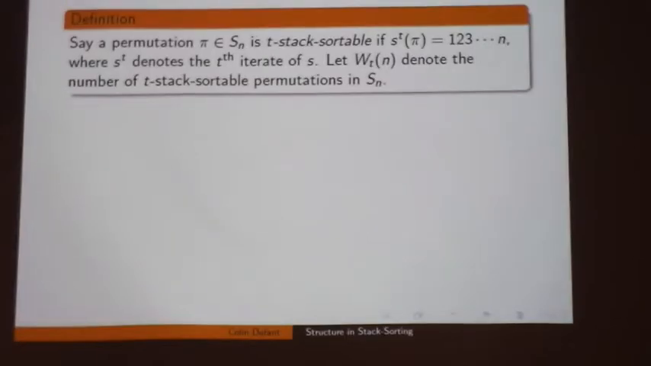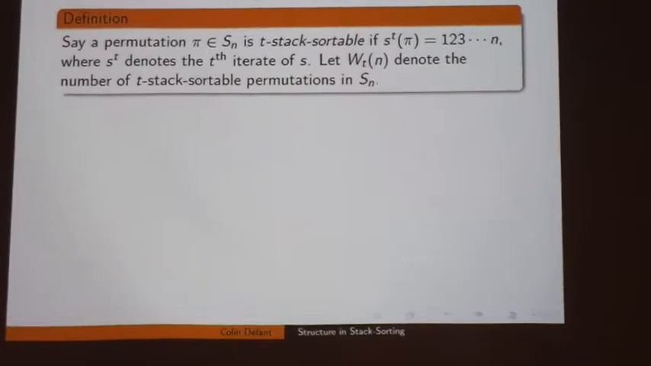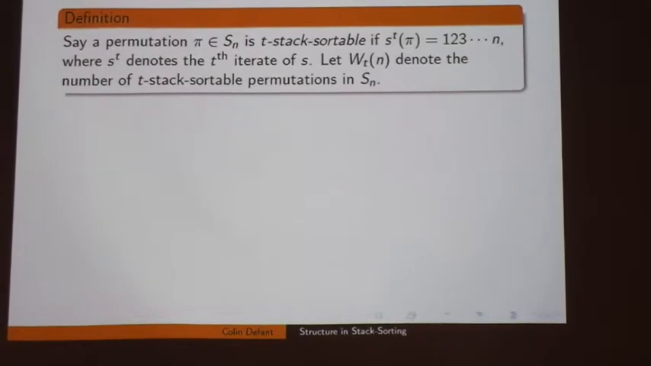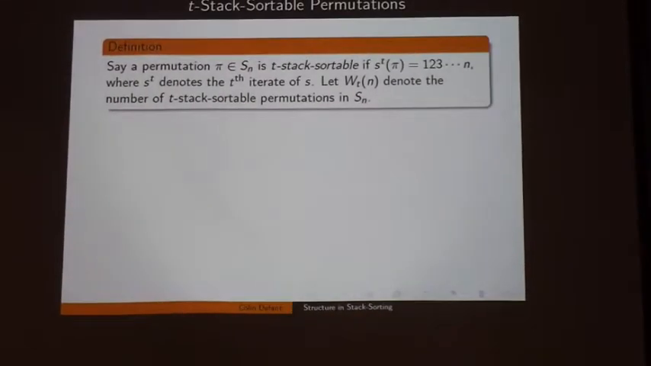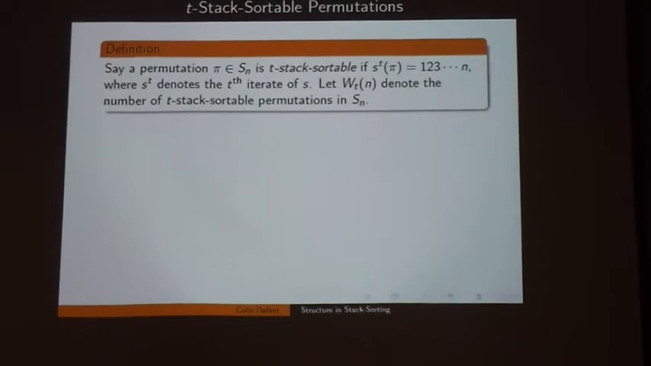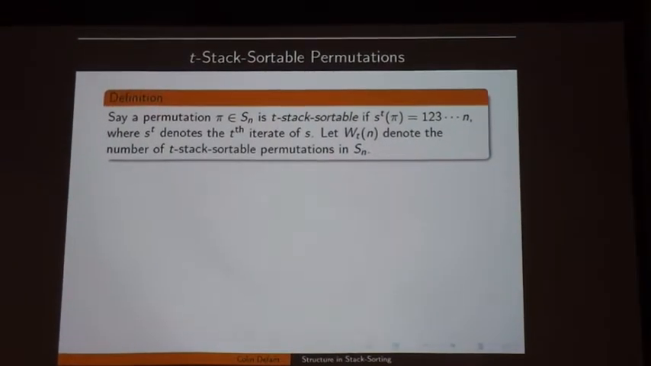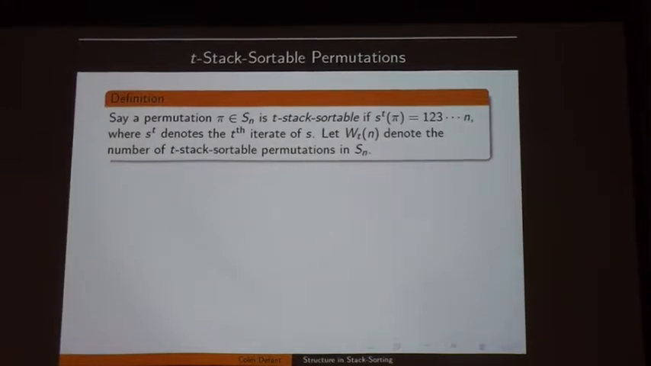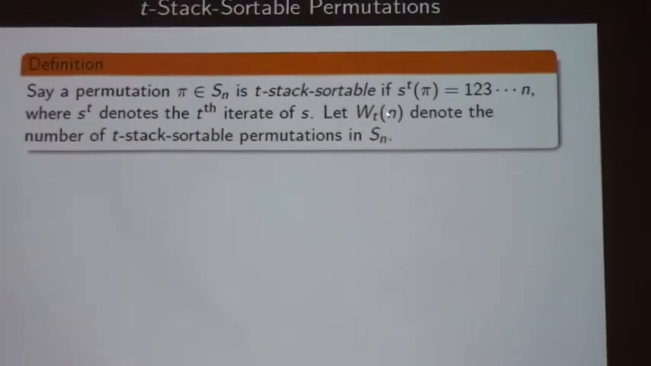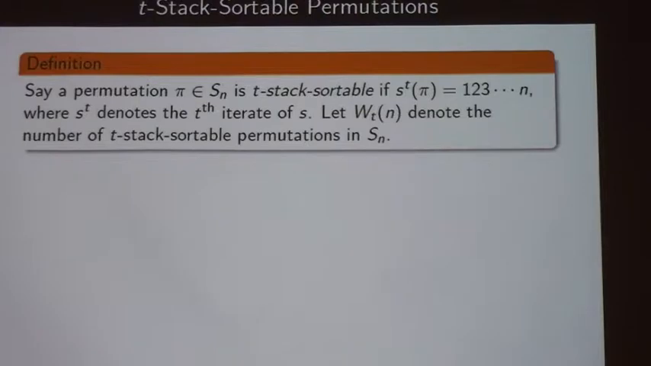And this leads to the notion of a t-stack-sortable permutation. So we say a permutation is t-stack-sortable if it requires t or fewer iterations in order to get to the identity. In other words, pi is called t-stack-sortable if S to the t of pi is the identity, where S to the t denotes S composed with itself t times. And I'm going to let w sub t of n be the number of t-stack-sortable permutations of length n.